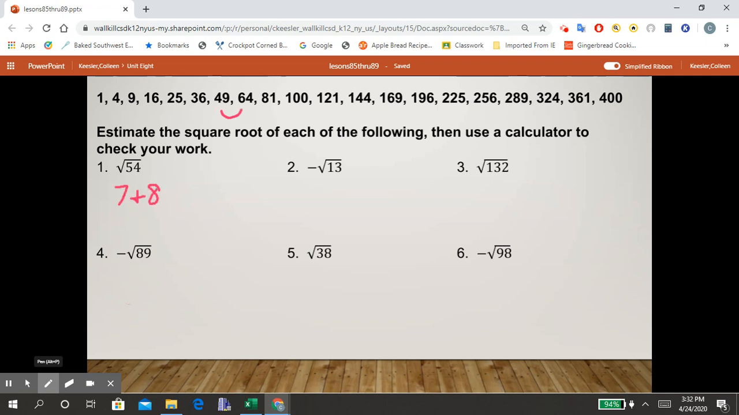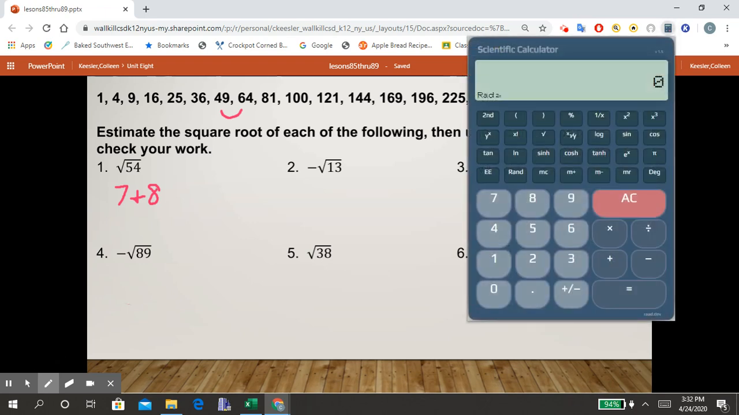So it's between 7 and 8. Again, we can use our calculator to check. If we do square root of 54, we get 7.34846923, which is indeed between 7 and 8.